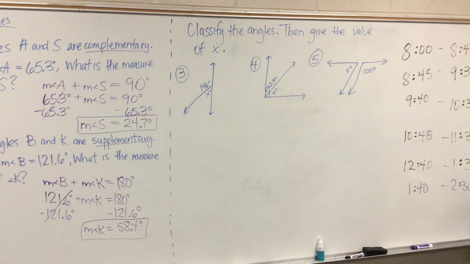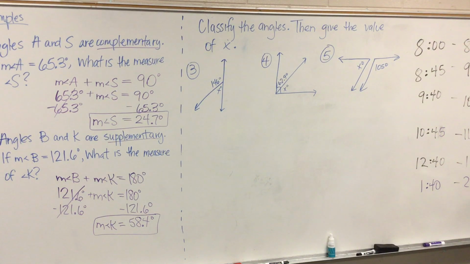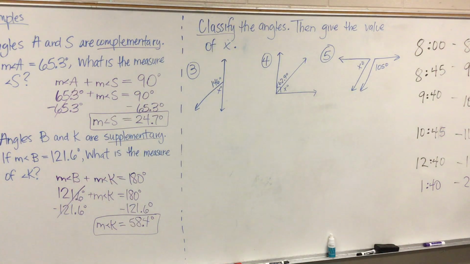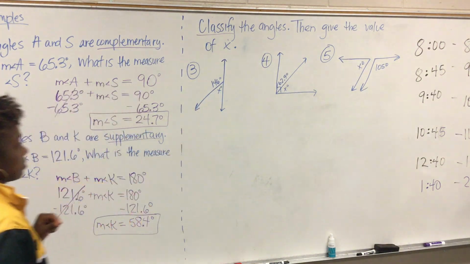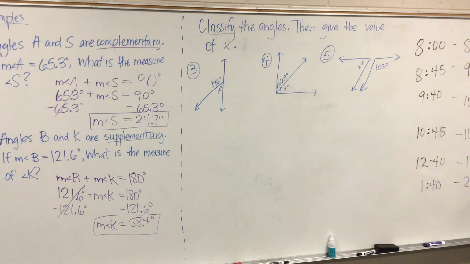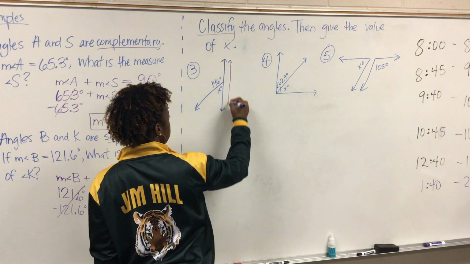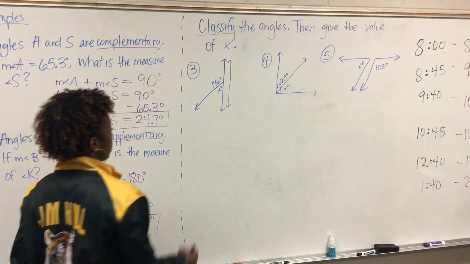So now we are going to classify angles and then give the value of x. Classify angles. Classify. All right. Classify means to identify, name them. All right. So we're looking at 146 degrees and x. When looking at this picture, if I add these two together, I see a straight line, which means 180 degrees. So I then know that these angles are supplementary.